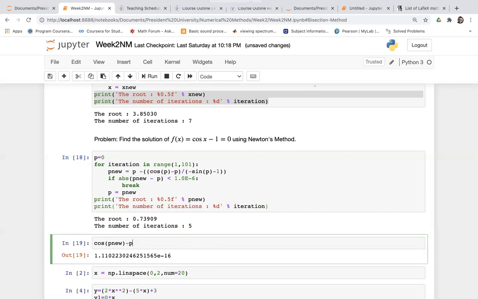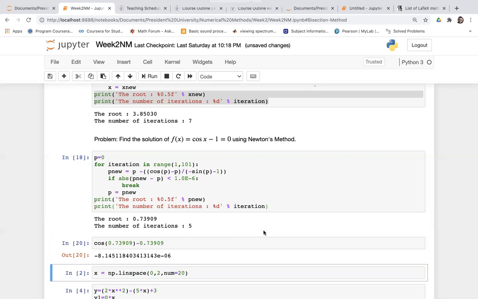I think I will put 0.73909 minus 0.73909. Yeah, so it's the result.